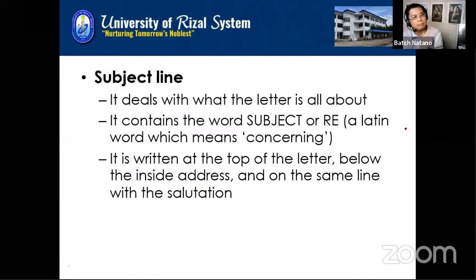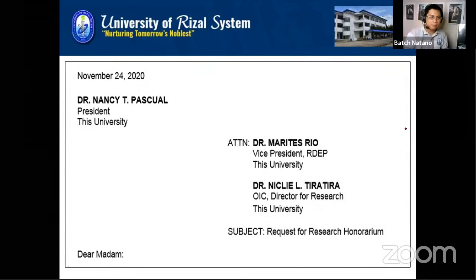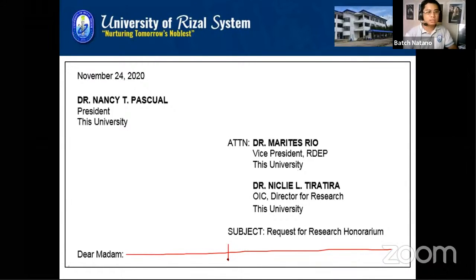So it is written at the top of the letter, below the inside address, on the same line with the salutation. But in my case, I always write it after the inside address. So if you already have the attention line, then you can write it after the attention line. So align with the attention line, below the attention line, but on the same line. Okay, so if you are saving space, you can also write the subject line aligned with the salutation. So you can bring it down here. That is where you put the subject.